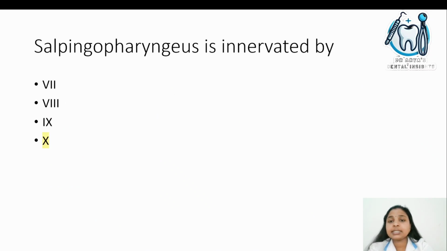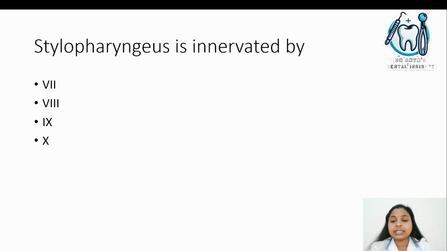So salpingopharyngeus is innervated by vagus nerve. And stylopharyngeus is innervated by, you already know, yes, the 9th cranial nerve, that is glossopharyngeal nerve.